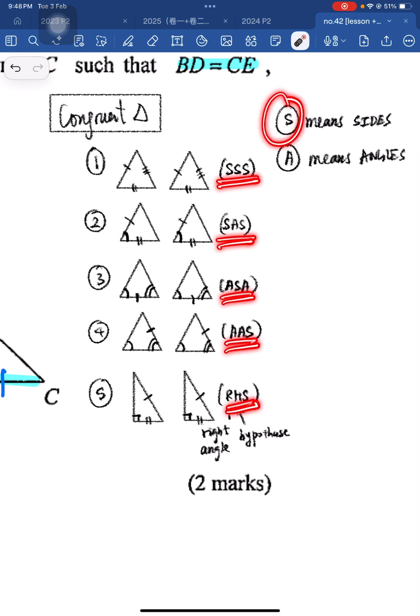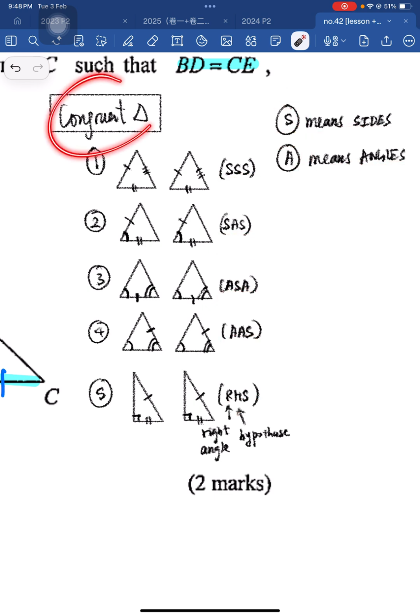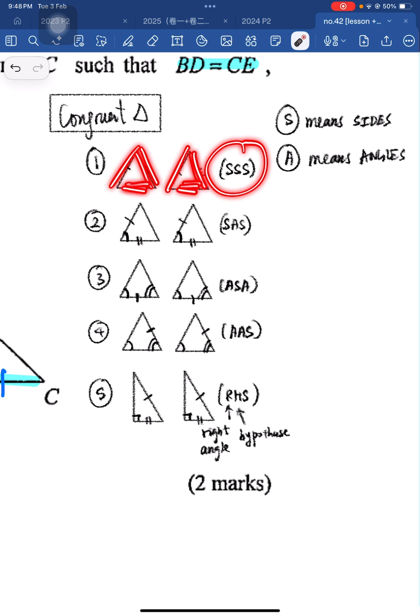The S means the side, the A means the angle. If you have congruent triangles, it means that all of the sides are the same and all of the angles are the same as well. To prove congruent triangles, we need to fulfill some of the criteria. For example, in SSS, the 3 pairs of sides must be the same. If the 3 sides are the same, then we have SSS.